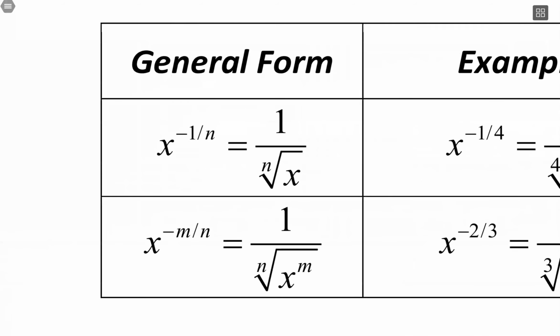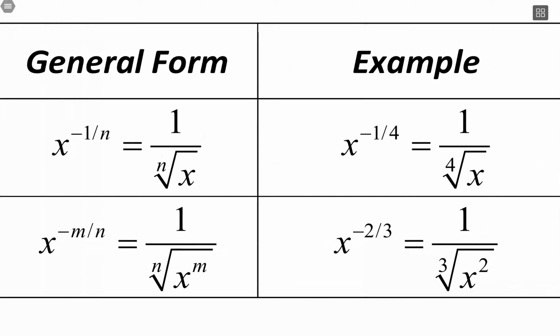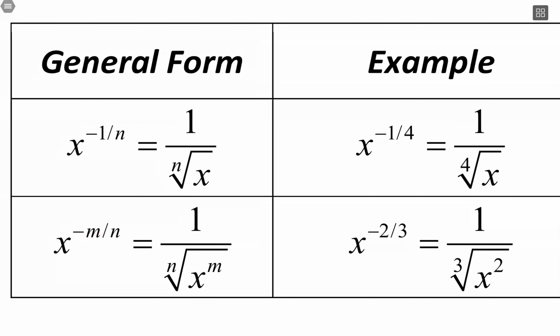So if we have x raised to the negative 1 over n, first thing we would do is think about moving. Since we're starting in the numerator, we'd move to the denominator, and then changing it to radical form would just be focusing on the rational part, so 1 over n would be the nth root of x. If we start in the denominator, then we'd be moving to the numerator. So if we have x to the negative 1/4, this would move to the denominator and would be the 4th root of x.